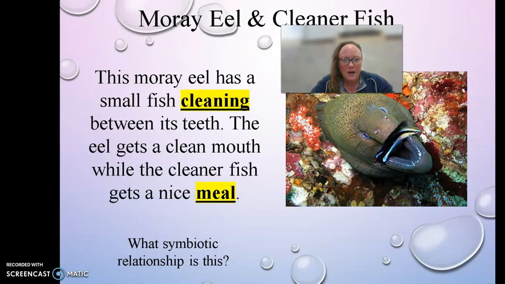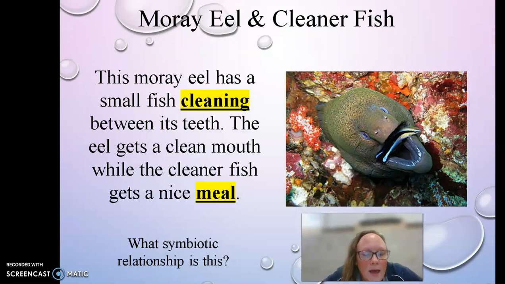Then let's go down here. This is a moray eel. It has a small fish cleaning between its teeth. The eel gets a clean mouth and the cleaner fish gets a nice meal. What kind of symbiotic relationship would this be? Again, if you said mutualism, you are correct. Good job.